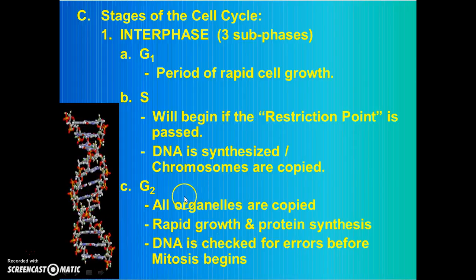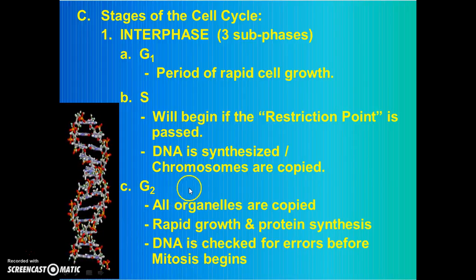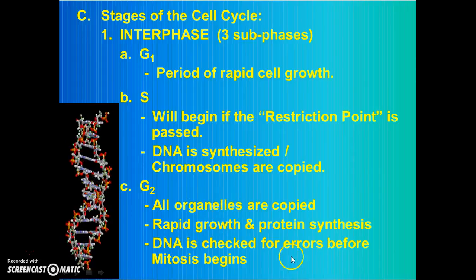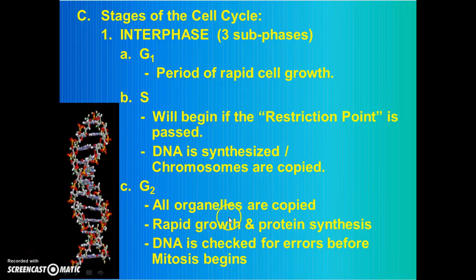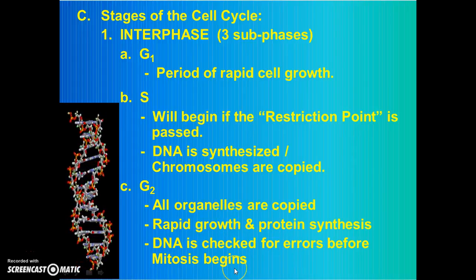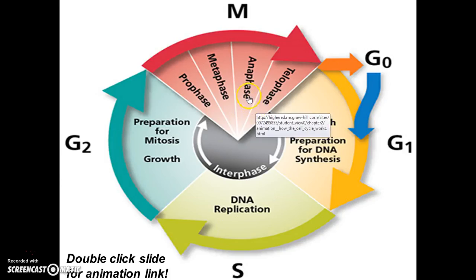This is to make sure you don't somehow get a cell that can do something that it shouldn't, or has everything it needs. So as you can see, this is G0, which is kind of an odd stage. I'm not going to go into depth about it.